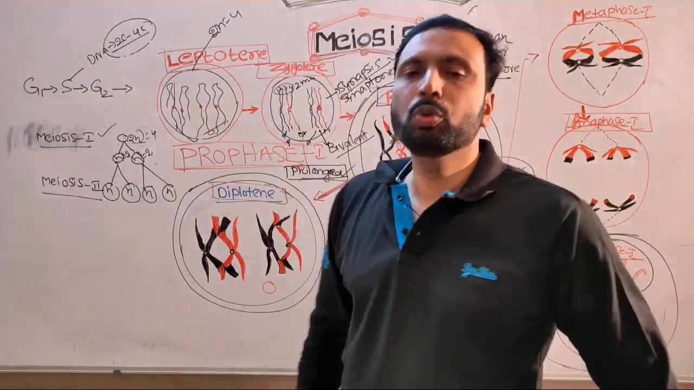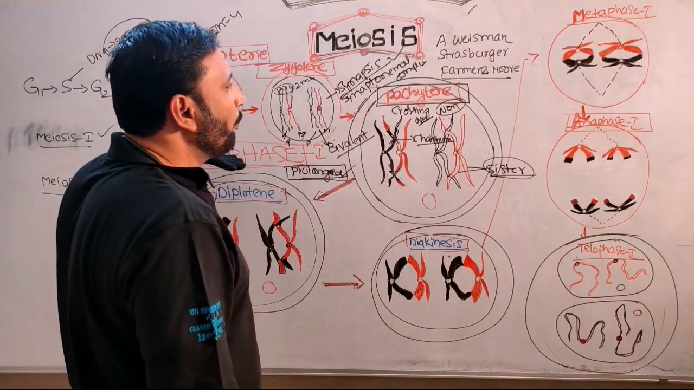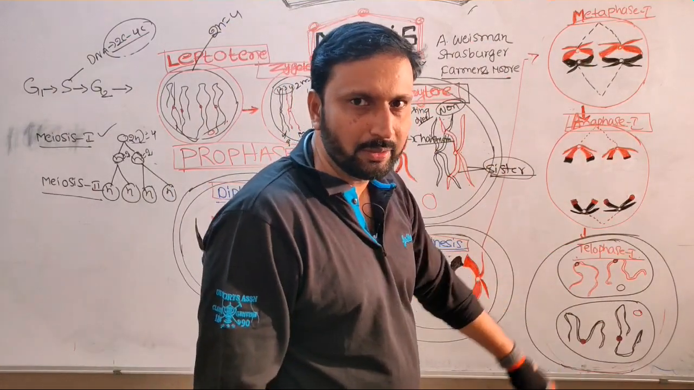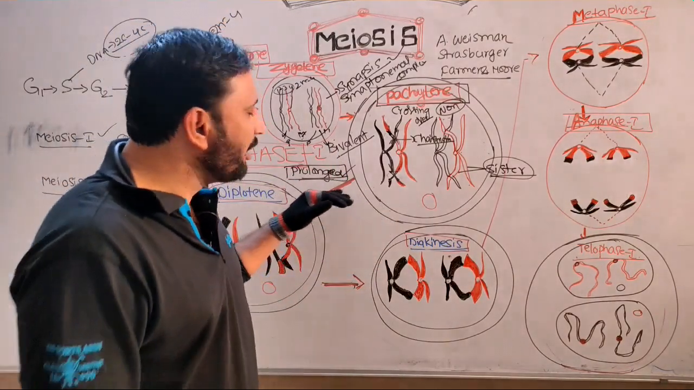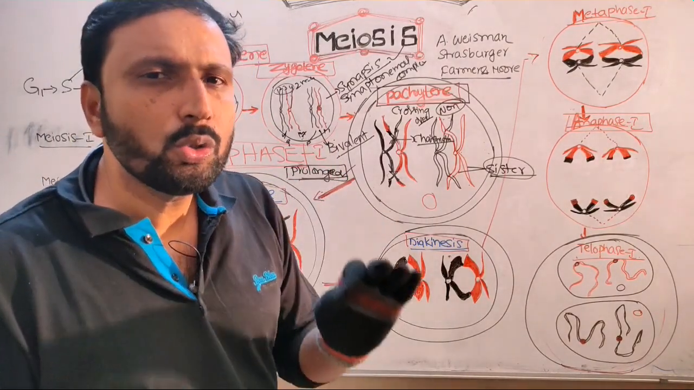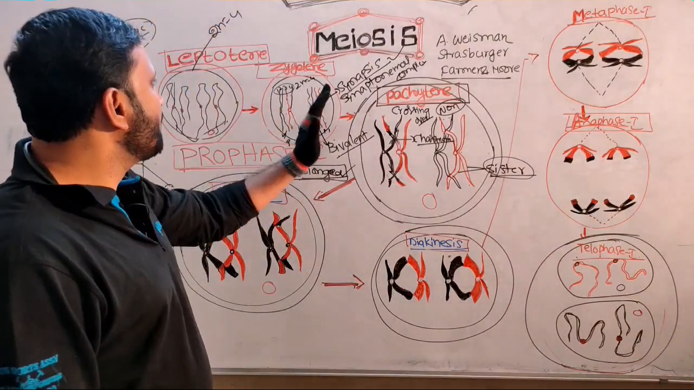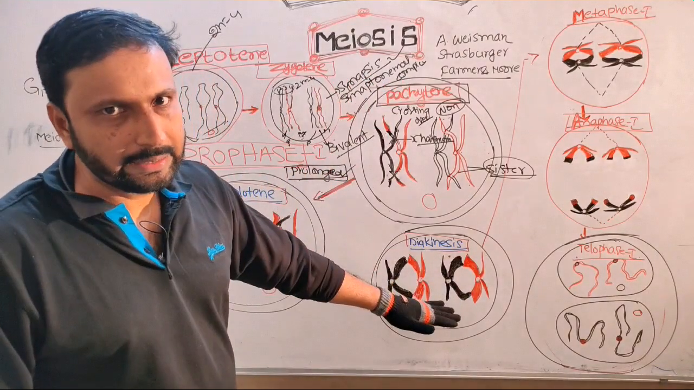So directly we are going to meiosis 1. In meiosis 1, four steps are there: prophase 1, metaphase 1, anaphase 1, and telophase 1. Now prophase 1. Prophase 1 is the prolonged phase. It takes about 12 to 24 hours. In this prophase 1, there are steps: leptotene, zygotene, pachytene, diplotene, diakinesis.